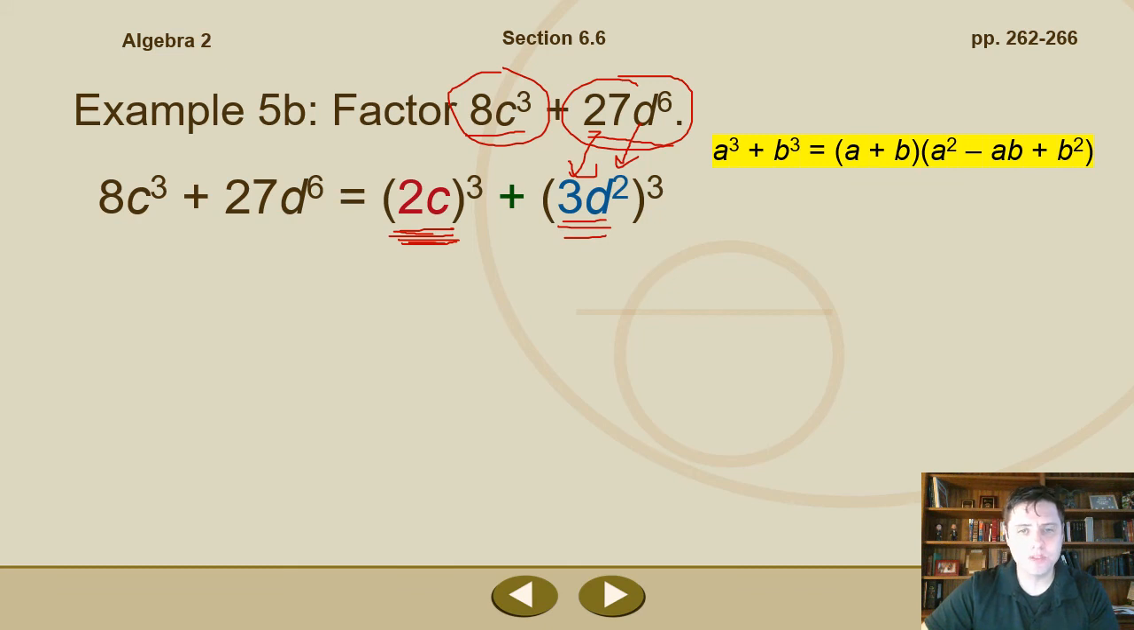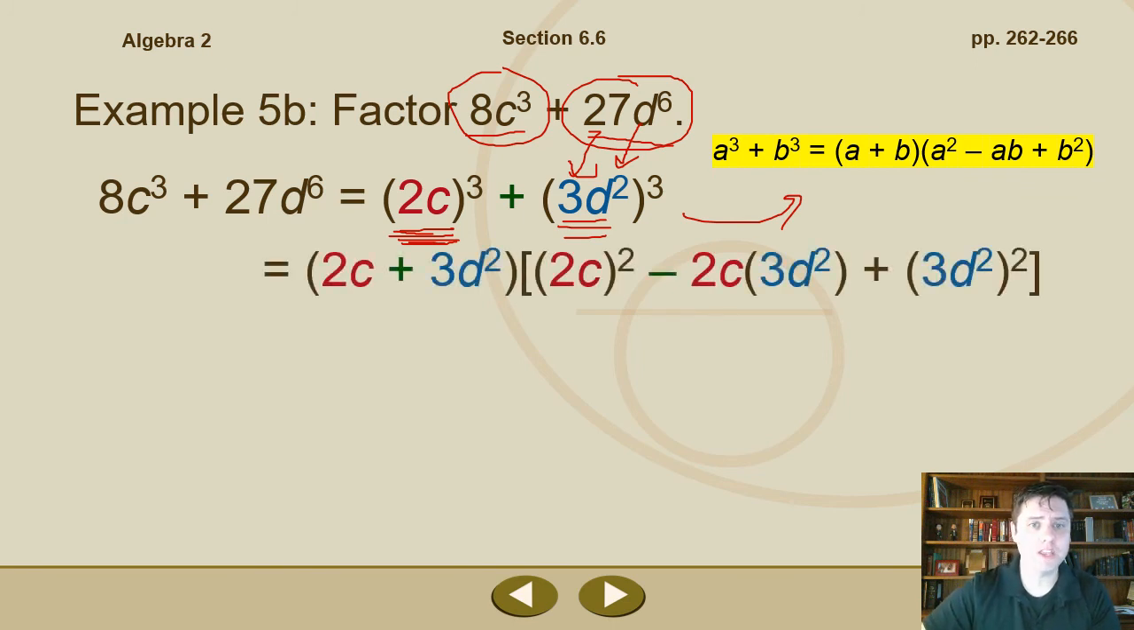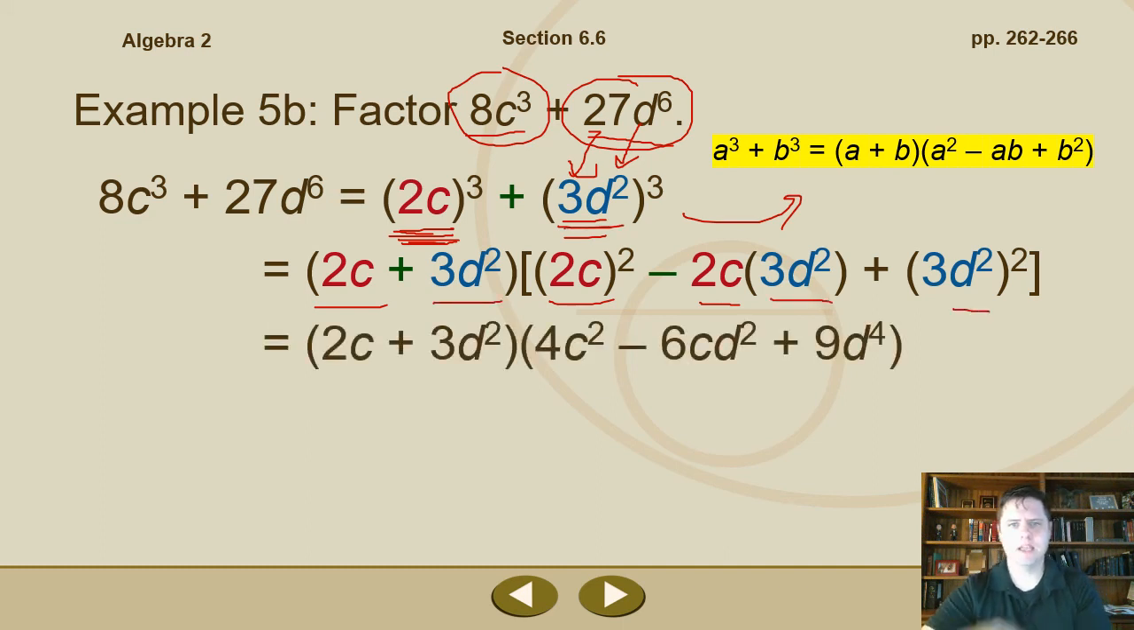So then I just have to put these into this equation in accordant fashion. So 2c goes wherever there was an a, and 3d squared goes wherever there is a b. And then as you multiply that out, we get 2c plus 3d squared times the quantity 4c squared minus 6cd squared plus 9d to the 4th.